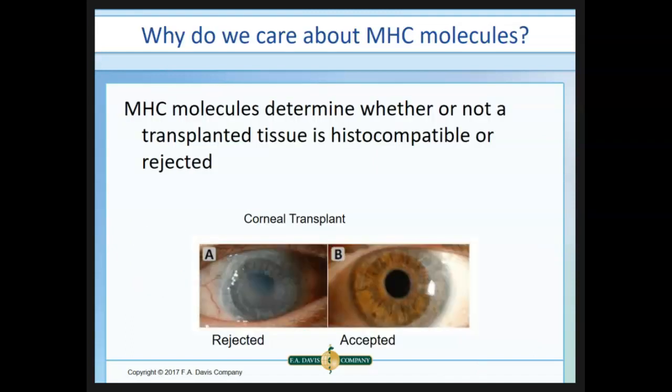Again, why do we care about MHC molecules? Because these MHC molecules determine whether or not a transplanted tissue is histocompatible or rejected. So these MHC markers are on our cells and they tell our immune system that, hey, these cells belong here. So if a tissue is transplanted and our immune system doesn't recognize those MHC molecules as belonging there, as ourself, it's going to start an immune response and reject that transplanted tissue or organ.